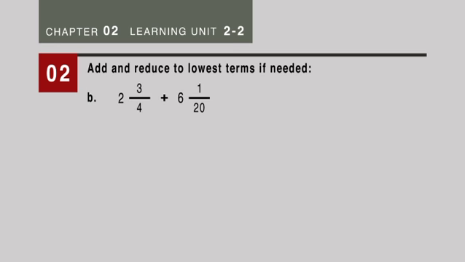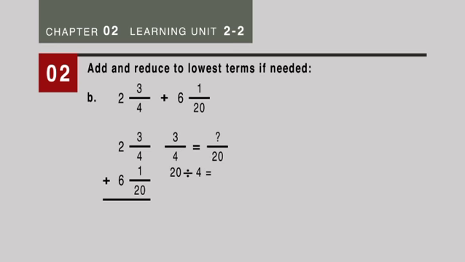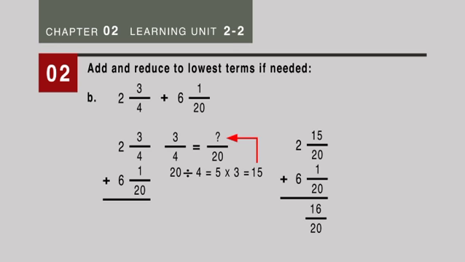So let's look at B. It's 2 3/4 plus 6 1/20. So we're going to simply take our 2 3/4. We have to make the 3/4 go over 20. So how many times does 4 go into 20? It goes in 5 times. 5 times 3 is 15. So we have 2 15/20 plus 6 1/20. 15 plus 1 is 16, so 16 over 20. And then the 6 plus 2 is 8. So we have 8 16/20.